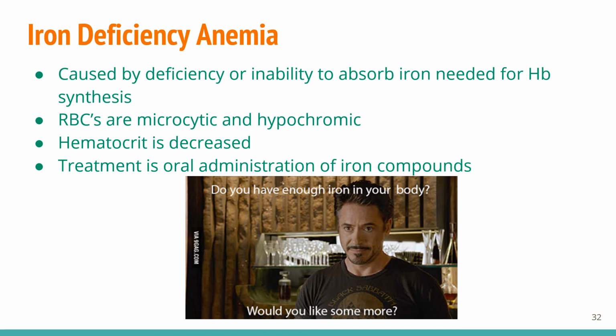Iron deficiency. Iron is the most important component of hemoglobin. You cannot produce hemoglobin if you don't have it. So this is caused by a deficiency or an inability to absorb iron, which is needed for hemoglobin synthesis.